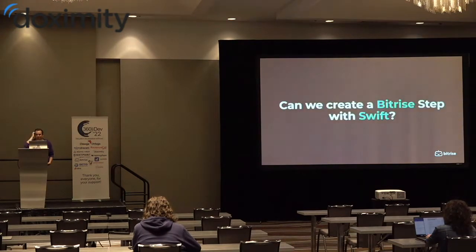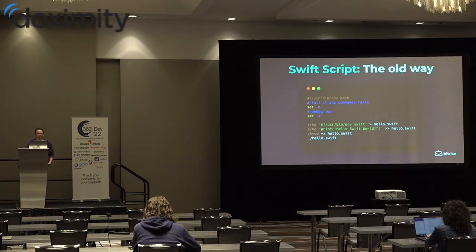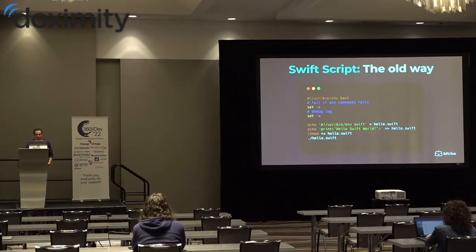So can we do automations with Swift now? And the answer is yes. There is sort of this archaic way that you can do it, and I'll show you a couple examples. This is one way, and we can see here it's very contrived, but what it's doing is setting up a Bash environment, echoing some code into a Swift file, giving it execution rights, and then executing it, right? This is a bunch of glue code to effectively execute a Swift file.